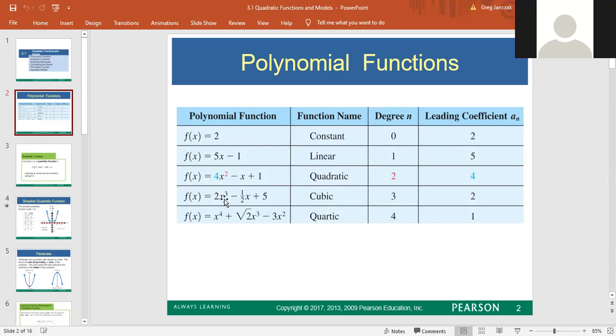Next, the leading term is 2x to the third power, so the degree here would be 3, and that would be a cubic function with a leading coefficient of 2, whereas the other one is a quadratic function, leading coefficient of 4, and has a degree of 2. Next is a quartic, where the leading term has x to the fourth power, and so this would be a coefficient of 1. Questions with that?